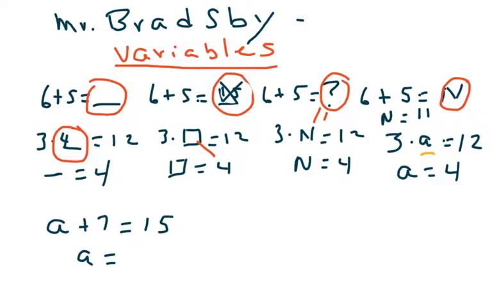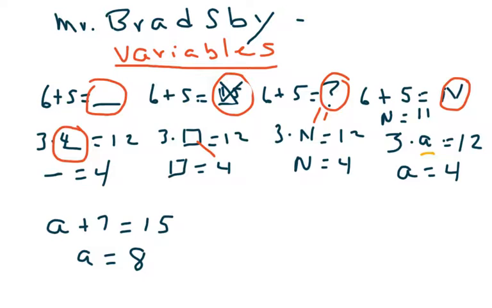Here's another example. A plus 7 is 15. What would A have to be? Well, to undo A plus 7, we have to subtract 7. You can think of it either way: in my addition fact, 7 plus what is 15, or 15 minus 7 will give me what A would be. But I know that 8 plus 7 is 15, so A would have to be 8. So there's another variable problem.